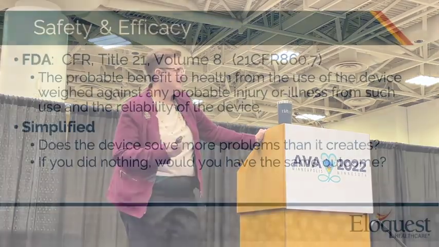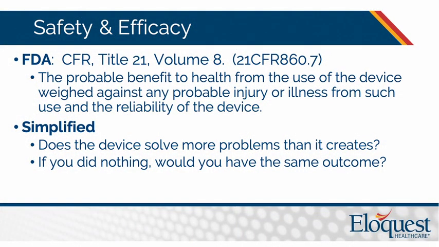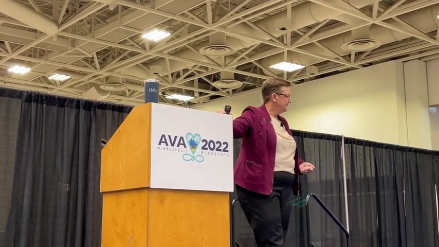Okay, so we're going to talk a little bit about safety and efficacy. Safety and efficacy from the FDA, basically, there's a definition there. I'll let you read it. But it says, is what you're doing going to solve more problems than it creates? And if you did nothing, would you have the same outcome? I think we can all agree that we need to secure it somehow. It will fall out if we don't do anything. So, okay, that question's answered. Now, how can we do more good than harm? All right, we're going to go into that.